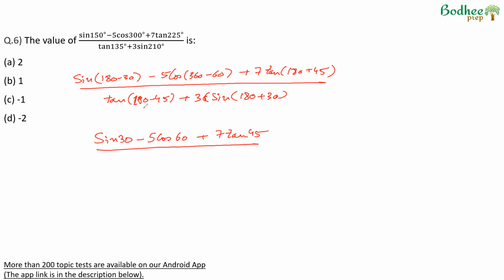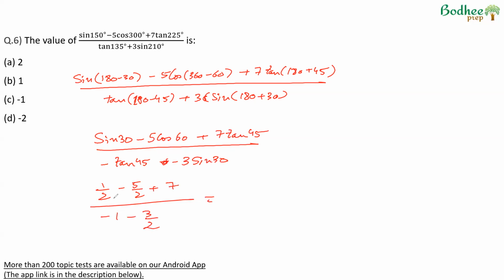upon tan(180 minus 45) is negative, so minus tan 45. 180 minus 45 will be second quadrant, plus 3 sin(180 plus 30) is third quadrant, so this also becomes negative, sin 30. Sin 30 is 1 by 2, cos 60 is 1 by 2, tan 45 is 1.